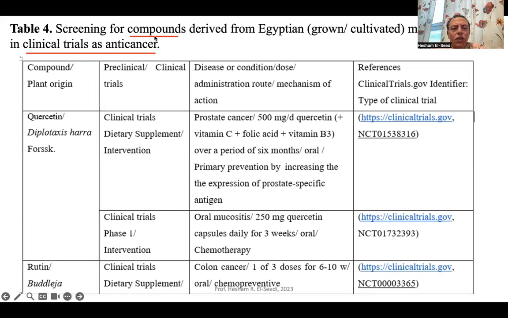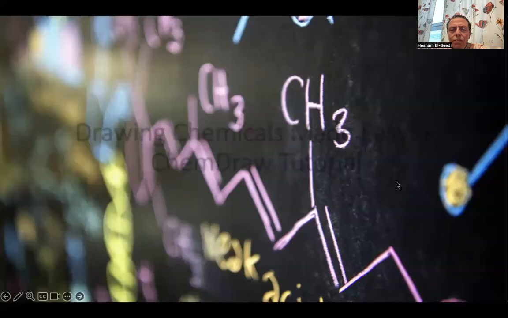Another table, screening for compounds in this case. So compounds derived from Egyptian flora in clinical trial as anti-cancer. So I put an underline with the target of our table. So the compound is here, and the preclinical, the disease, and again, the references with the link.